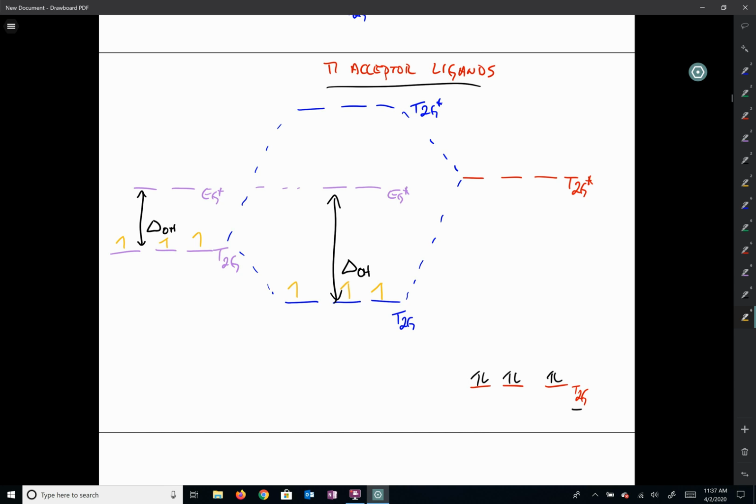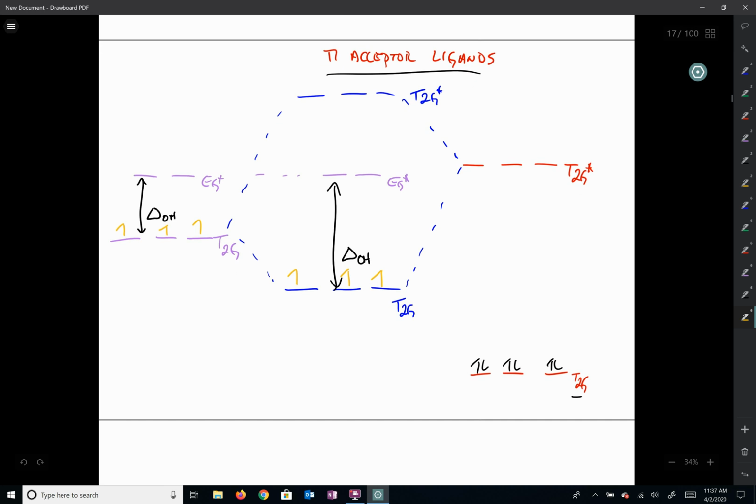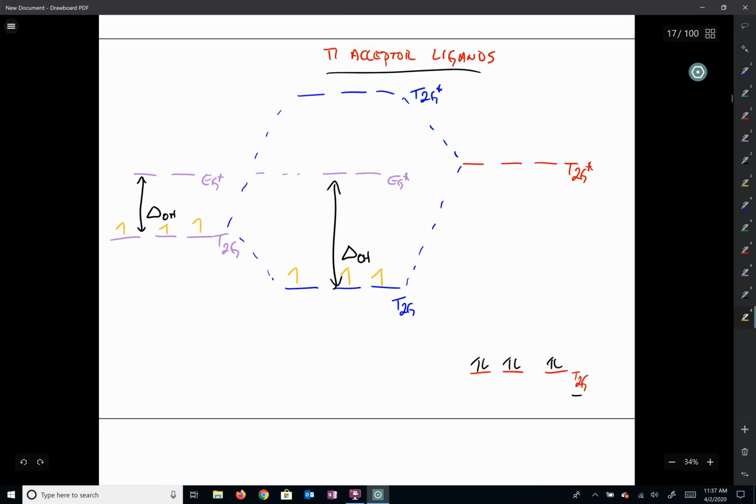So pi acceptors and pi donor ligands. And those are going to change delta octahedral. And so remember, from class, we talked about oxidation state changing delta octahedral and the class of ligands that are bound to the metal, right? The class of ligands that are bound to the metal are going to change delta octahedral also. So I'm just flipping through my notes here.